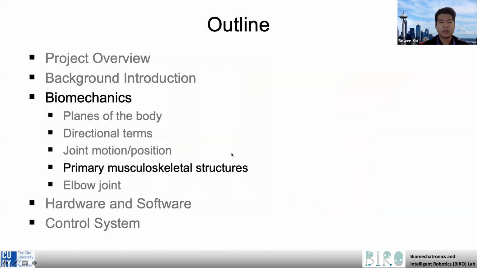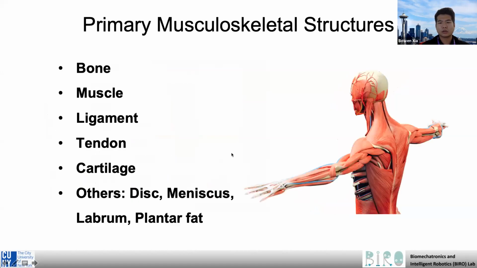Let's look at the primary musculoskeletal structures. Our musculoskeletal system enables us to move, to run, to jump, to grasp objects, and so forth. It consists of bones, joints, muscles, tendons, cartilages, ligaments, and a few other tissues like disc, meniscus, labrum, and fat pad. The connection between bones is called a joint. The geometry of our joints and how they are arranged and connected define the kinds of movement or motions we can execute.